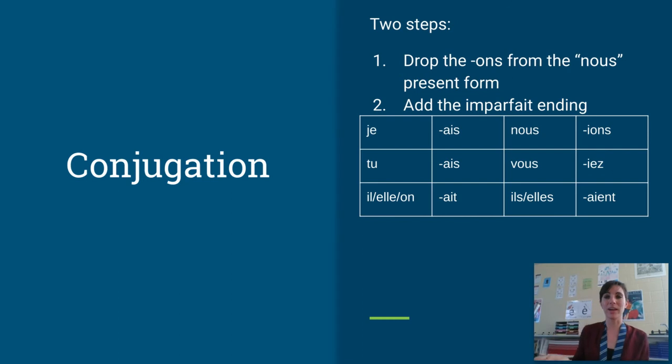Then, after that, I need to drop my ONS from that nous form, and I'm going to add my imparfait ending. So this is very much like the present tense in that you have a stem, you have an ending, and that's the full conjugation of the verb. The difference being that these are past tense verbs. So instead of saying, I wear a hat, you can say, I was wearing a hat. Je portais un chapeau versus je porte un chapeau.